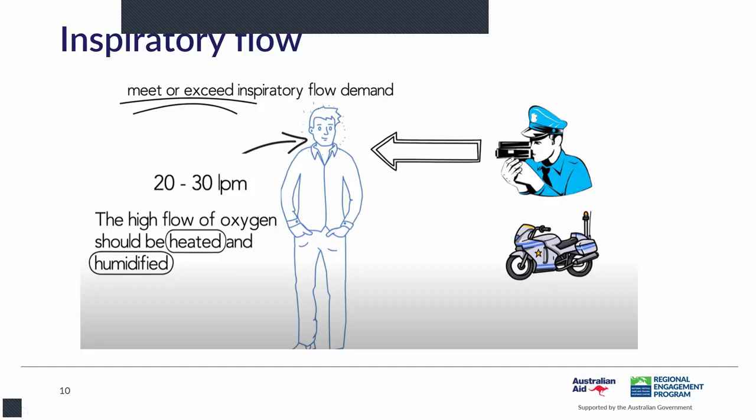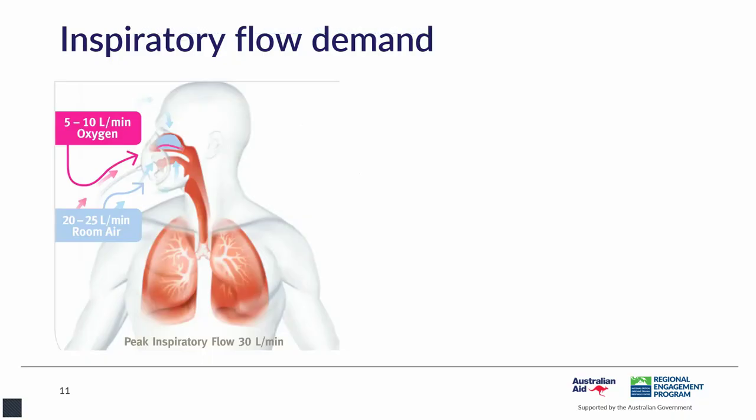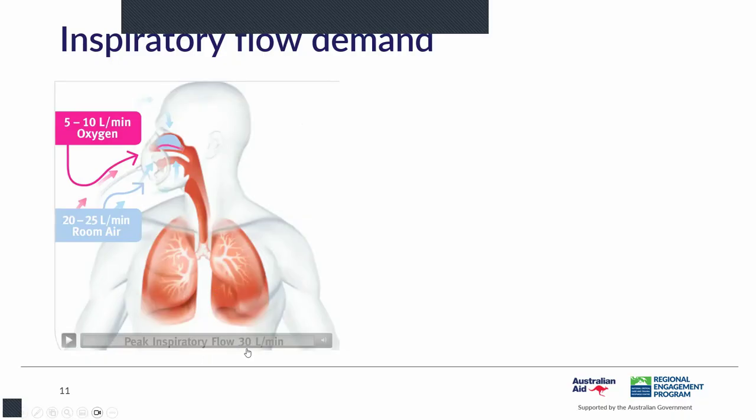All right. So what the next video is going to demonstrate is a patient, and we're going to imagine this patient has a flow demand of, you can see here, 30 litres a minute, and they're on a normal Hudson mask, a normal face mask, which we're going to say is delivering 10 litres of oxygen. So this patient is getting 10 litres of oxygen through the normal face mask.